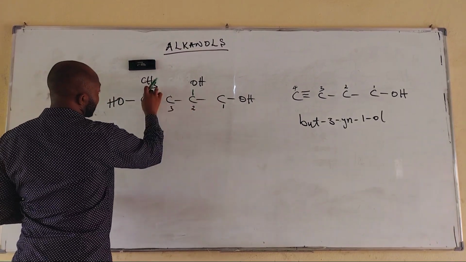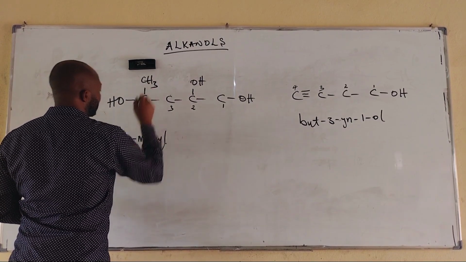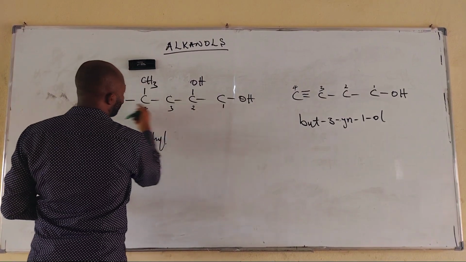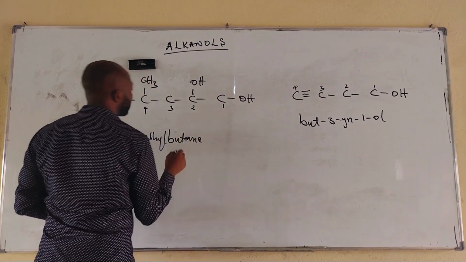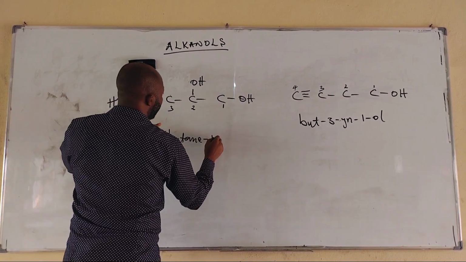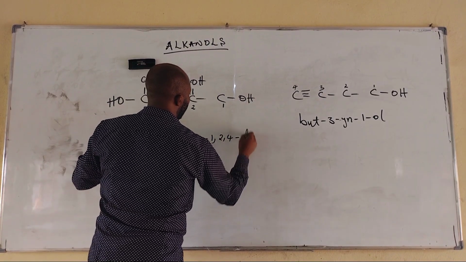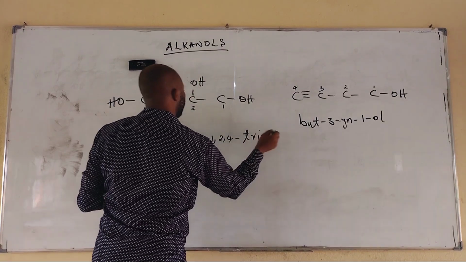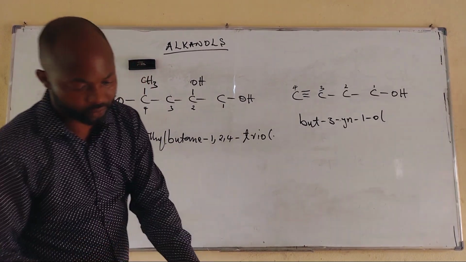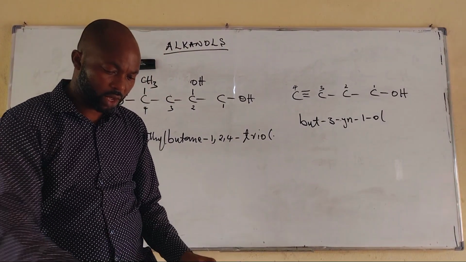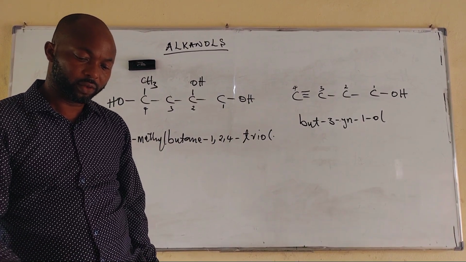4-methylbutane-1,2,4-triol. I want to start from here, so I have my 4-methyl, butane, 1, 2, 4 triol. So that's how we go.